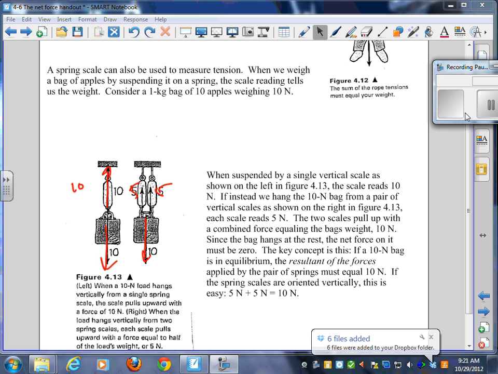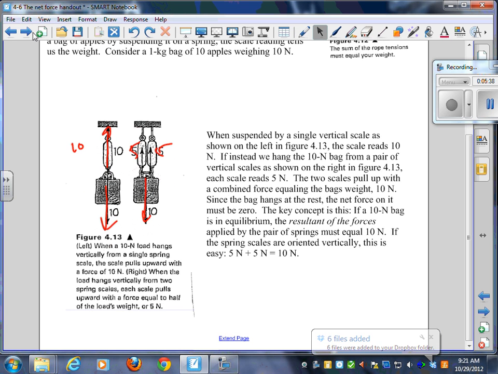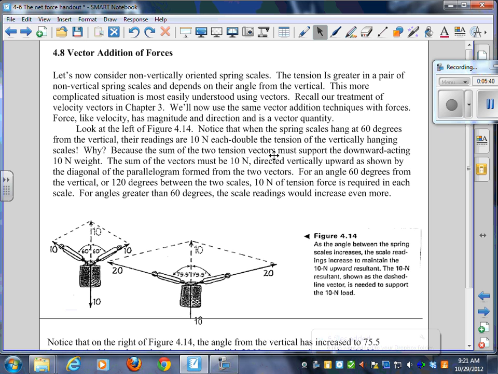That all works fine and dandy when they're vertical, but what happens when they are not? This is kind of important here. So let's now consider non-vertically oriented spring scales. The tension is greater in a pair of non-vertical spring scales and depends on their angle from the vertical. The angle matters. This more complicated situation is most easily understood using vectors. Recall our treatment of velocity vectors in Chapter 3. We'll now use the same vector addition techniques with forces. Force, like velocity, has a magnitude and direction and is a vector quantity.